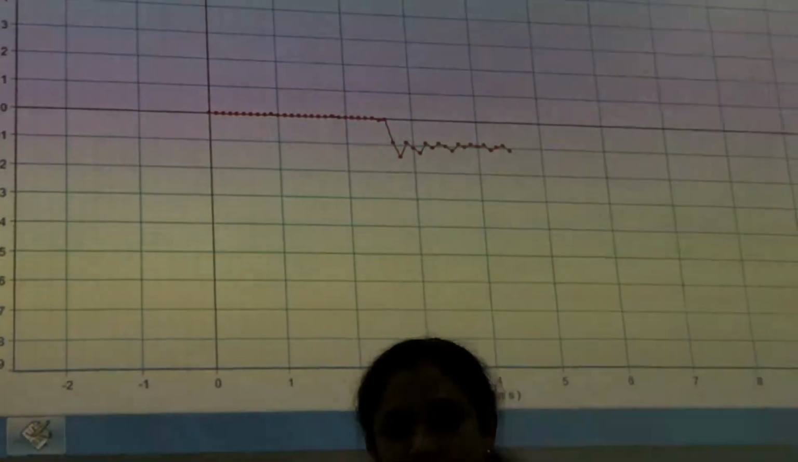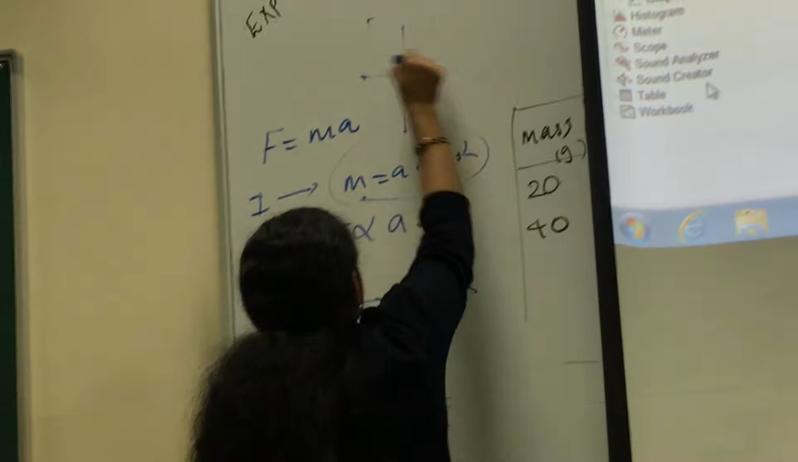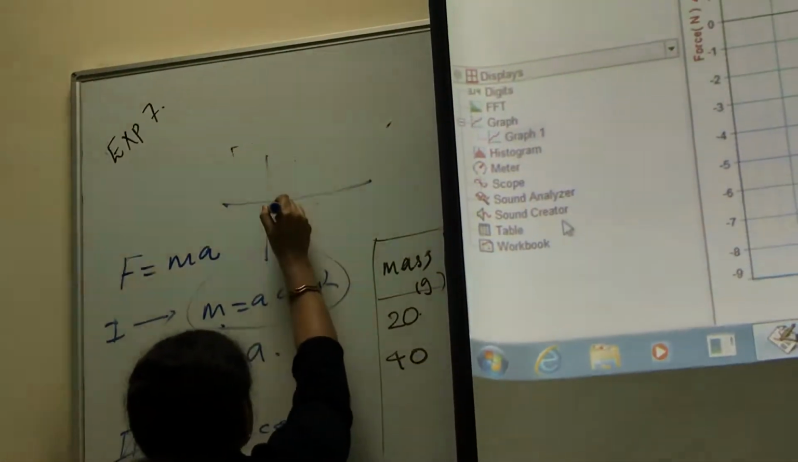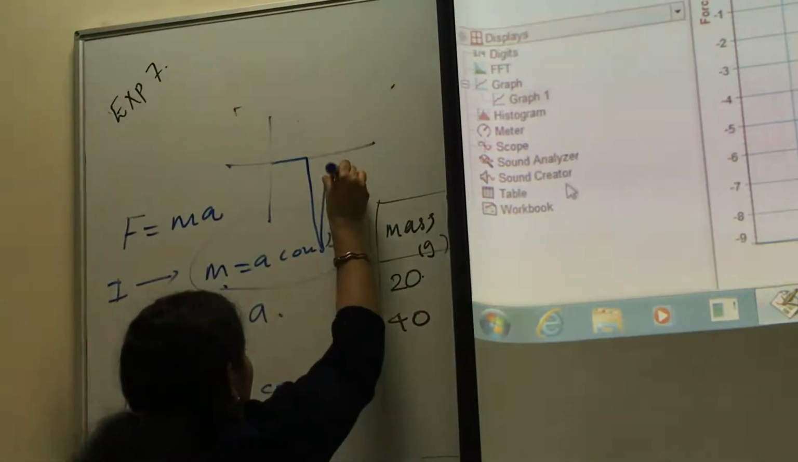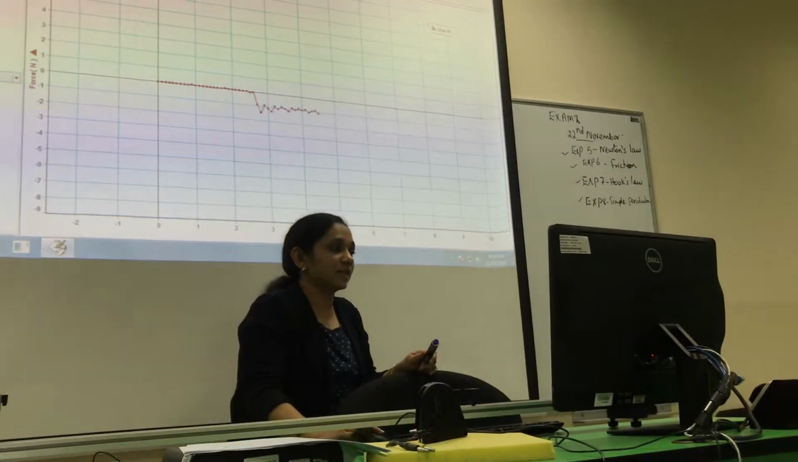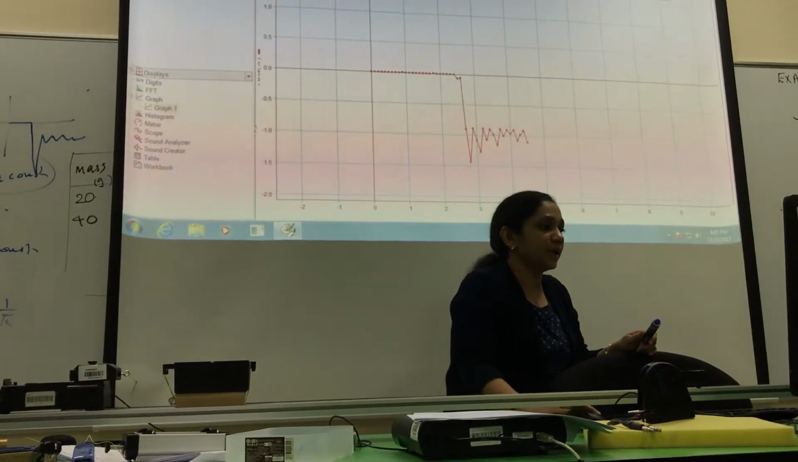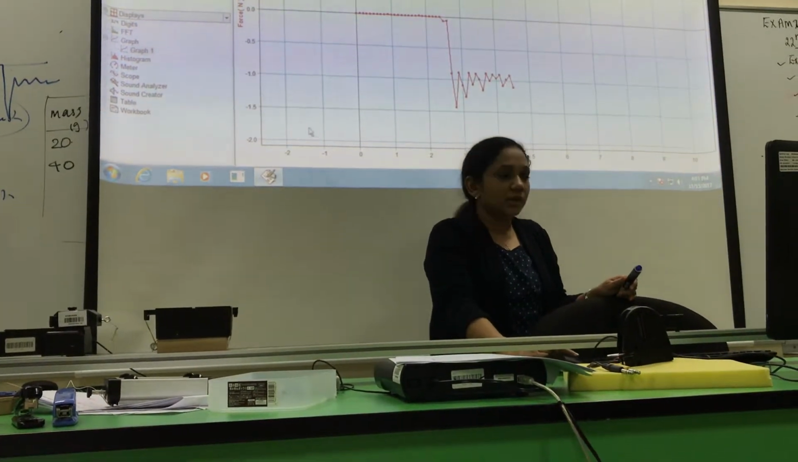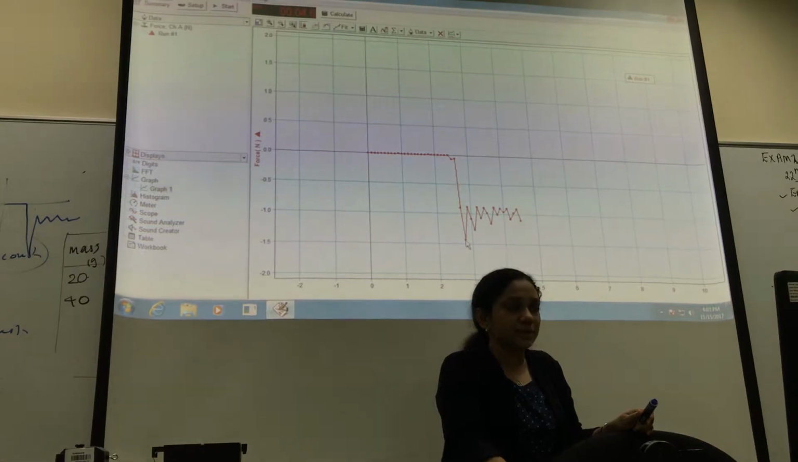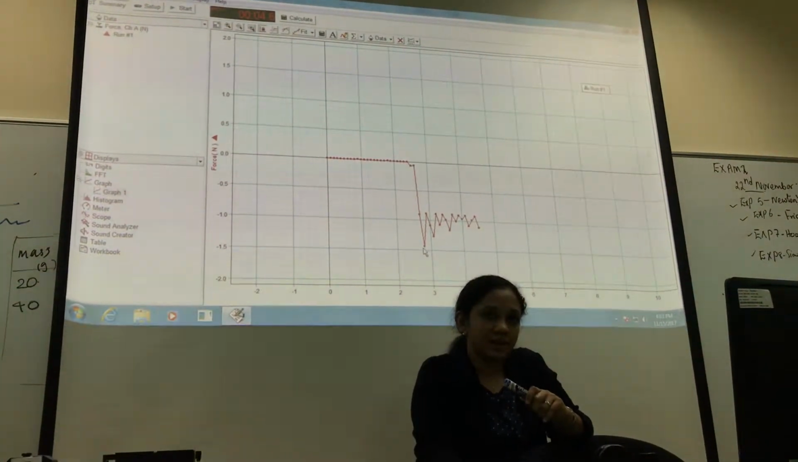This is the graph you are expecting. Actually, the shape is not that good. The graph will be like a peak and like this. This is the static friction. Or if you are getting it like this, just make it big, zoom. Then you will get the static. This position is the maximum static friction. We have to measure the maximum static friction here.